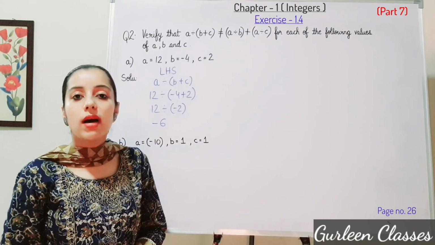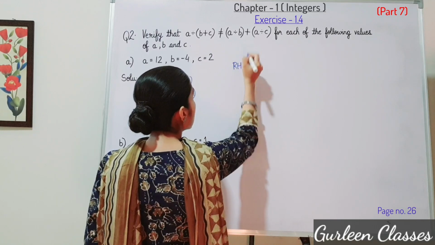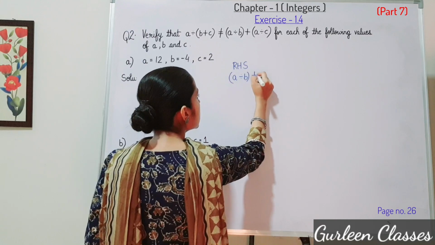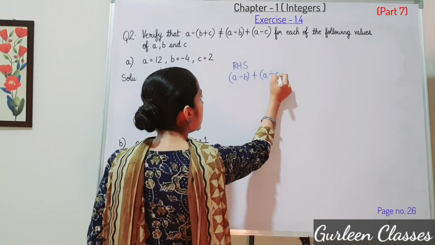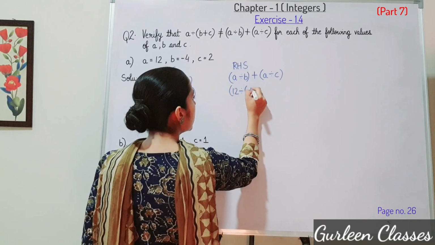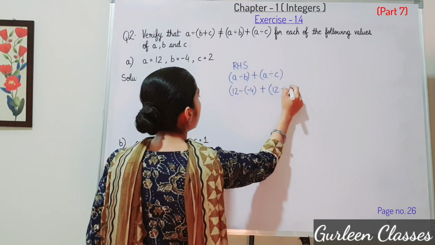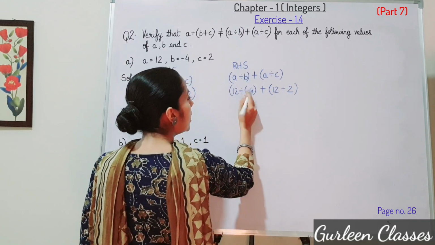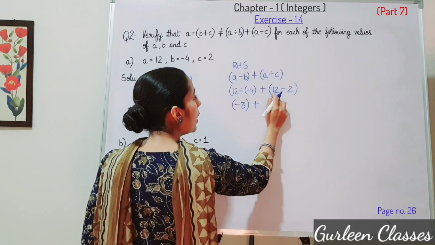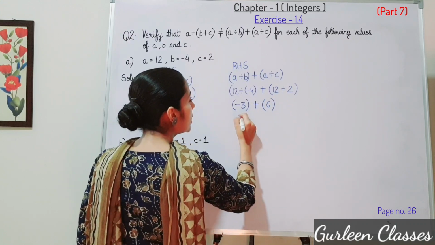So now let us solve RHS. RHS is given A divided by B plus A divided by C. The value of A is 12 divided by minus 4 plus 12 divided by 2. So 12 divided by minus 4, it will be minus 3, plus 12 divided by 2, it will be 6. 6 minus 3, it is 3.